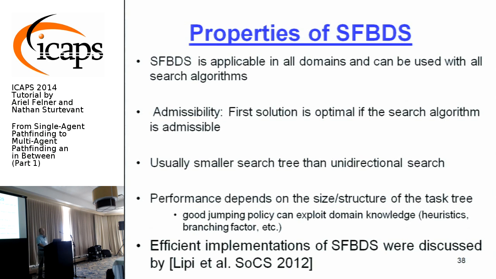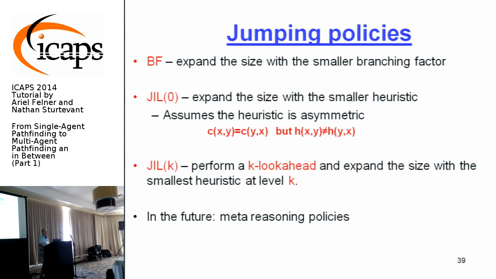Usually we have smaller search trees, but the performance depends on the structure, so SFBDS is very tricky. Do not just use it. You have to be very careful and examine your domain to know what you're doing. We have many jumping policies. The jumping policy that I just showed you is the branching factor. If I have two sides, expand the side with a smaller branching factor. It's a very trivial policy.